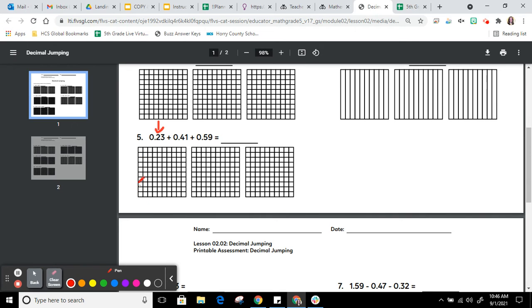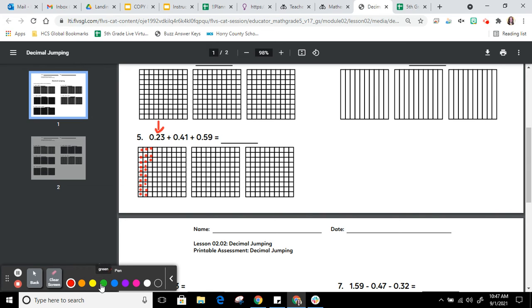I know in one column going up and down there is 10. 1, 2, 3, 4, 5, 6, 7, 8, 9, 10. We need 23. So I'm going to color in another column because I know the column is 10. There are 20 shaded. We need 23. So I'm going to go to the next column and shade in 3. 1, 2, 3. So in red, we've represented 23 hundredths.